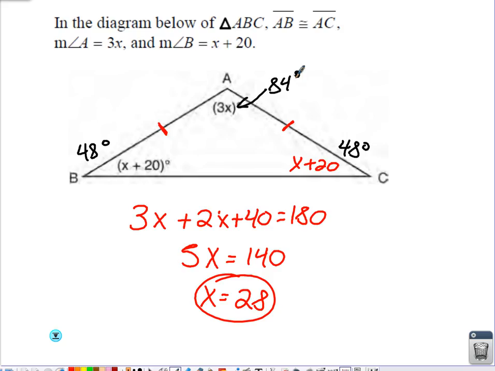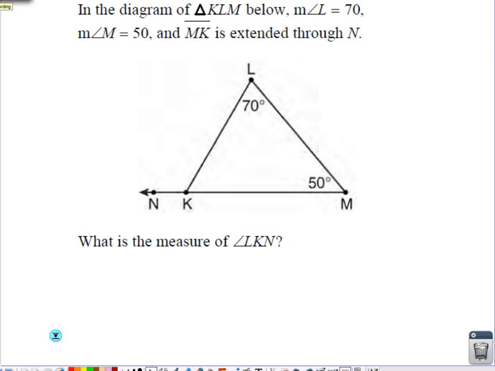I could ask you which side lengths are the longest, which side lengths are the shortest. Obviously here, your bottom side is going to be longer because you have a bigger angle. Not because it looks longer, but because you have a bigger angle across from it.